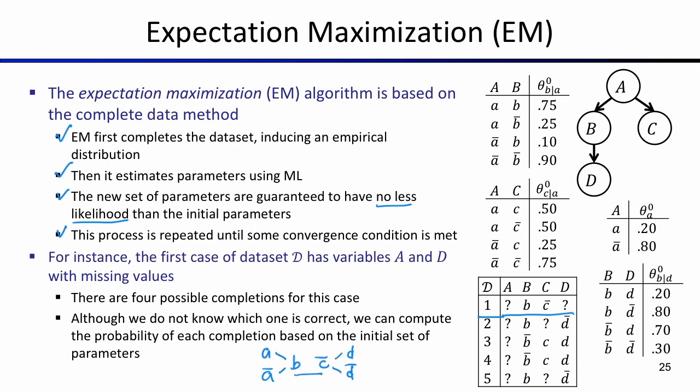So we have A, B, not C, and D. We have A, B, not C, and not D. We have not A, B, not C, and D. Not A, B, not C, and not D. So we have these four possible assignments, but only one is true, and we don't know which one is true. What we can do is compute the probabilities for each one, and we can use the Bayesian network in order to compute those probabilities. Let's take a look at how to do that in the next slide.